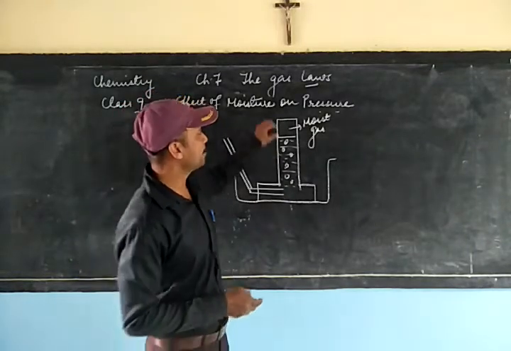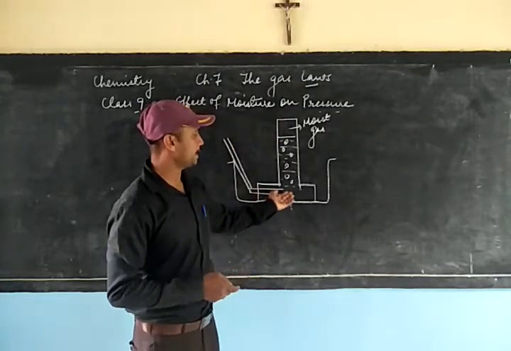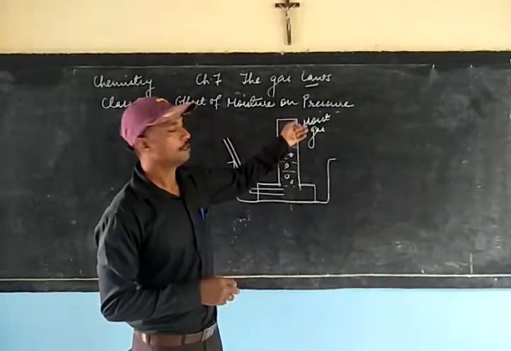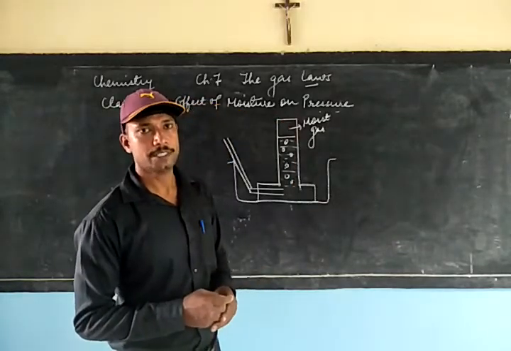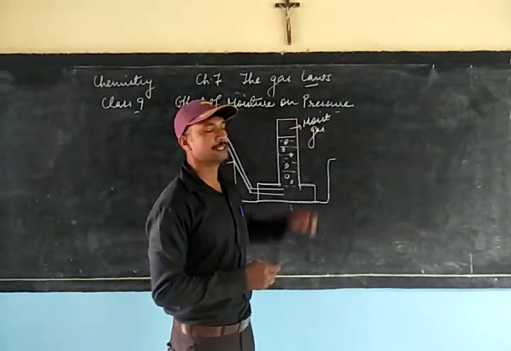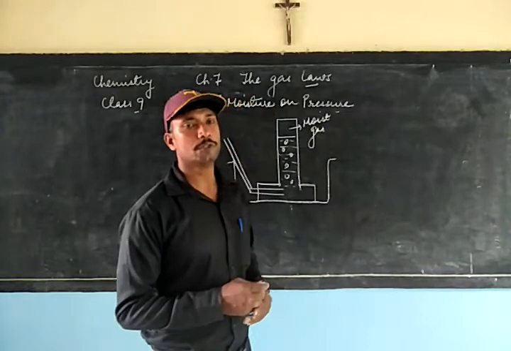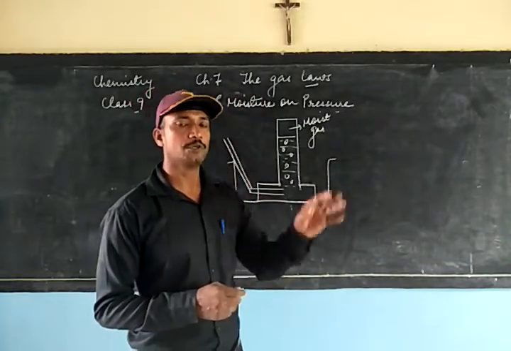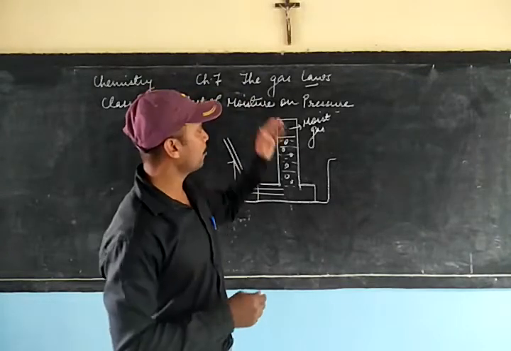That means this is the place where the gas will be collected, but you can see since the gas is passing through water, so the gas collected here will not be a dry gas. Instead it will be a moist gas. So the pressure exerted by this gas will not be due to the dry gas, but the total pressure will be due to the gas and the water vapor.